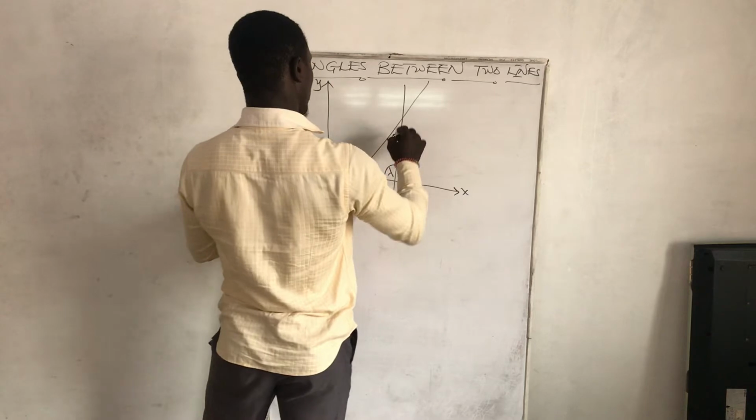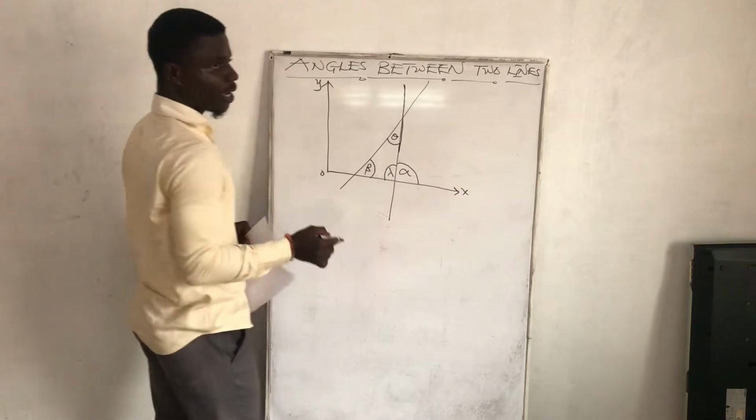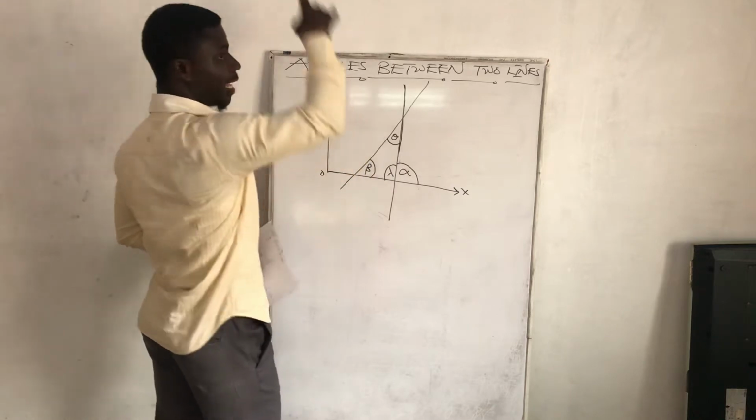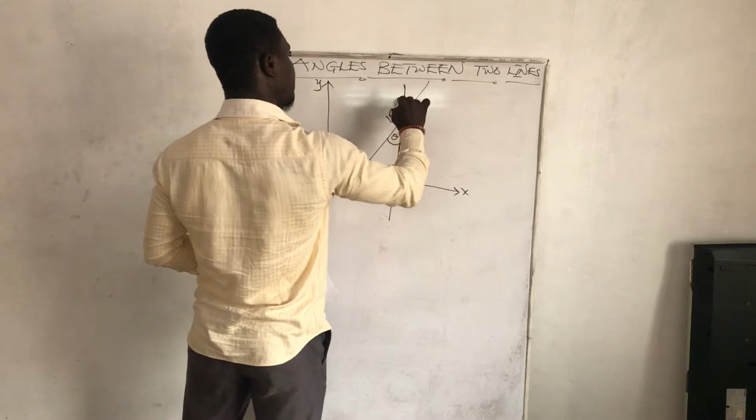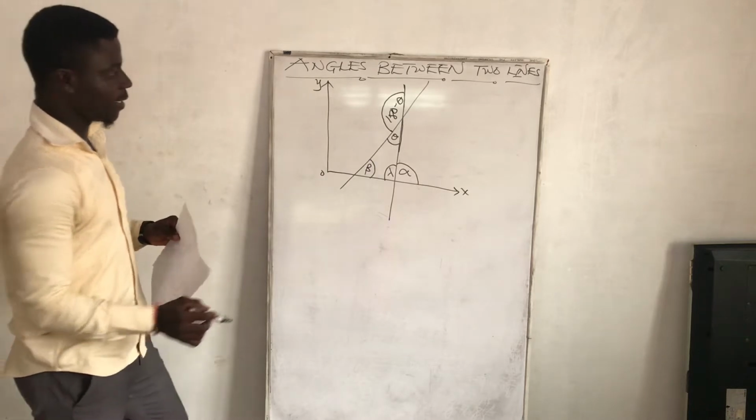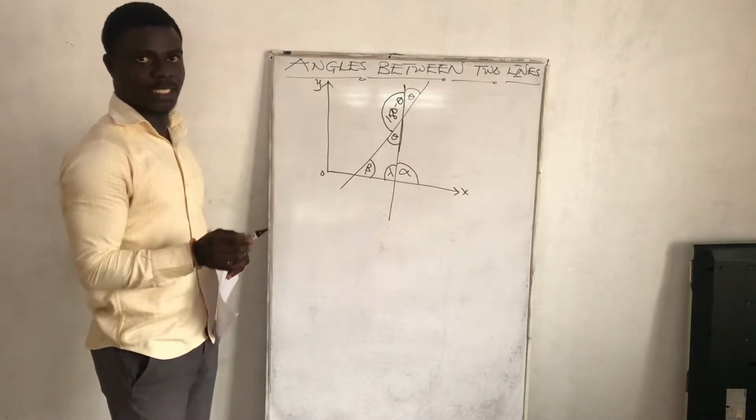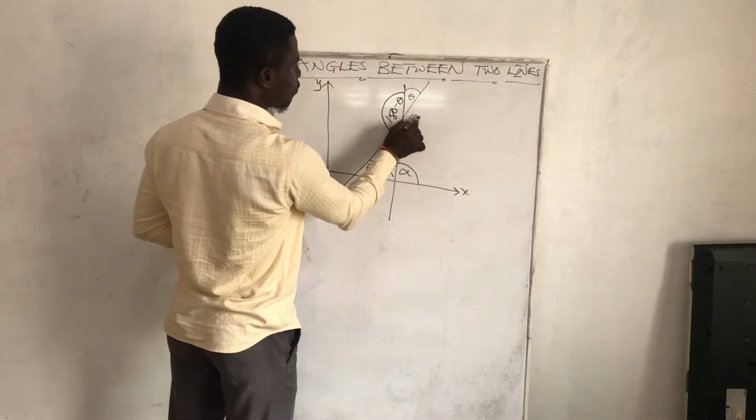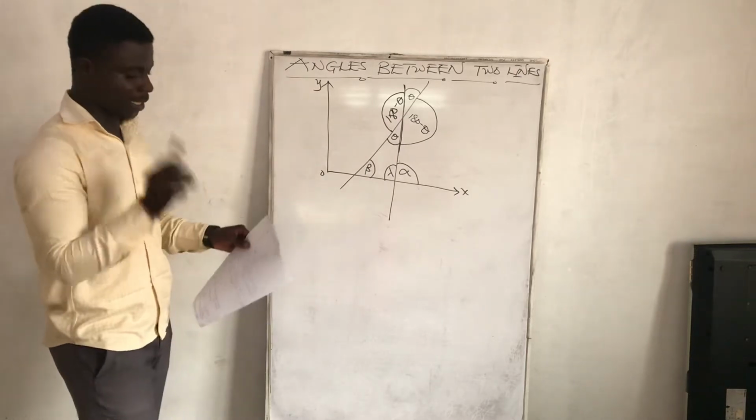If here is theta, then angles on a straight line, or supplementary angles, add up to 180 degrees. So if I subtract theta from 180, I get 180 minus theta. Now I can say this theta is the same as the theta here, by the property that vertically opposite angles are equal. This angle here is the same as this one, 180 minus theta. They are the same. That's vertically opposite angles equal.